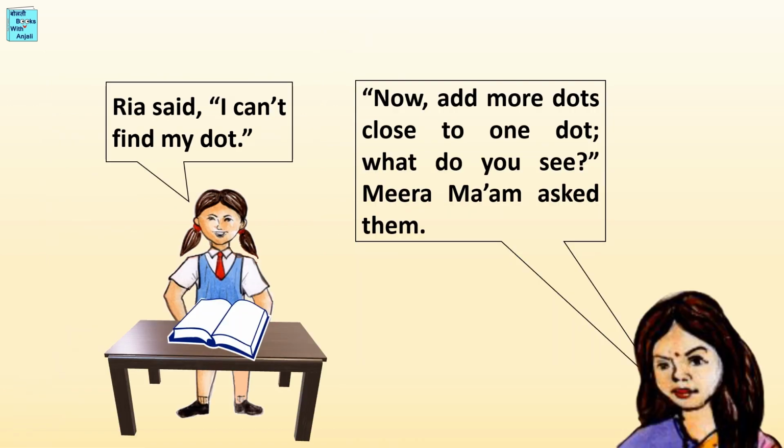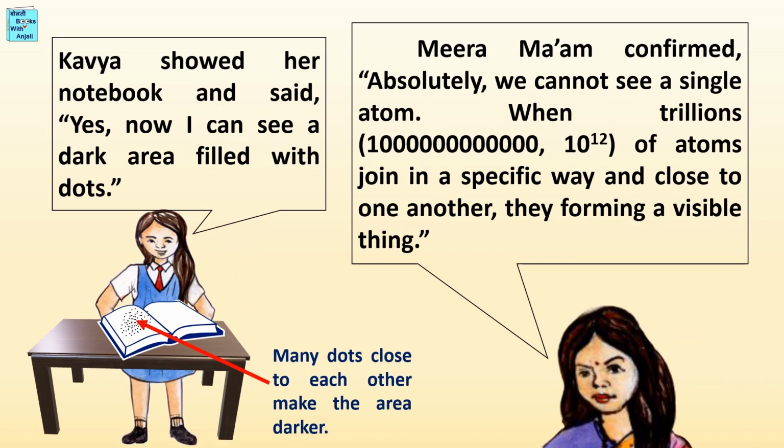Riya said, I can't find my dot. Now add more dots close to the one dot. What do you see? Meera ma'am asked them. Kavya showed her notebook and said, yes, now I can see a dark area filled with dots. Many dots close to each other make the area darker. Meera ma'am confirmed, absolutely. We can't see a single atom.